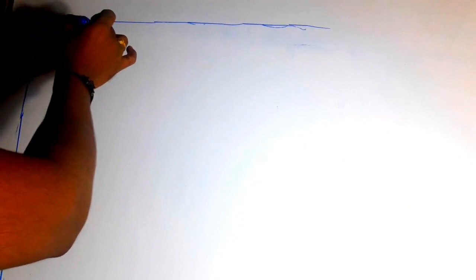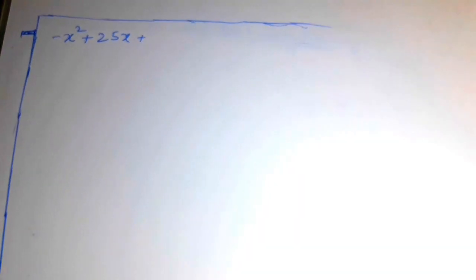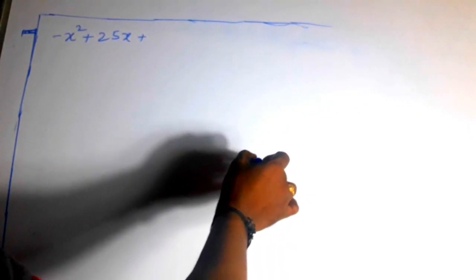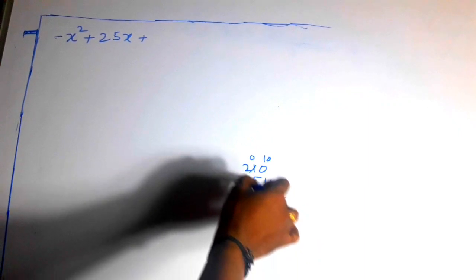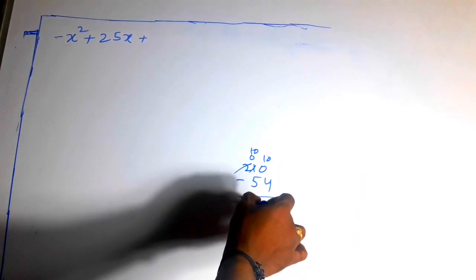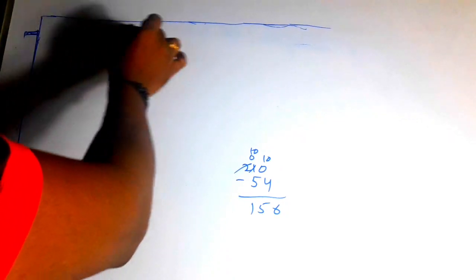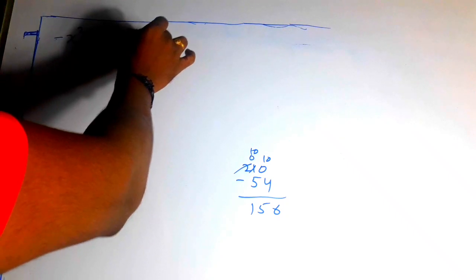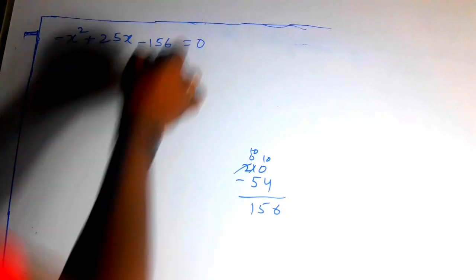I am getting here minus x square plus 25x, 54 minus 210. So what is the difference? 210 minus 54. So 0 minus 4 is not possible. So take borrowing from here. So here 10 minus 4 is 6. So here also not possible. Take borrowing. So 5. 156 I am getting. So minus 156. So that is equal to 0.